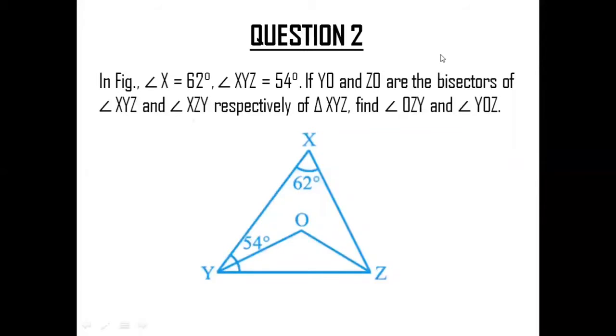Now let us try to solve question number 2, which says, in the given figure, angle X is equal to 62 degree, angle XYZ is equal to 54 degree. If YO and ZO are the bisectors of angle XYZ and angle XZY respectively of triangle XYZ, then find angle OZY and YOZ. It's an easy one. Let's quickly get to the solution of this particular question.